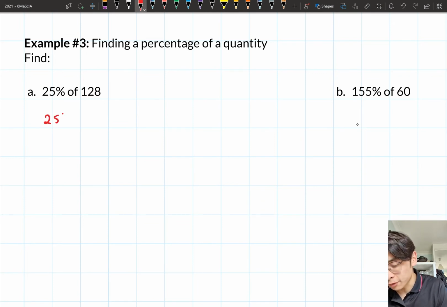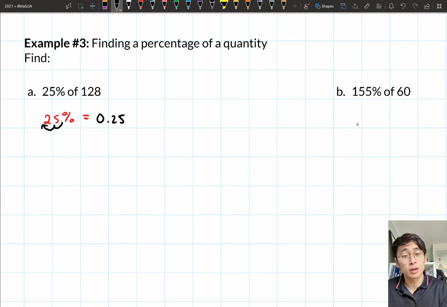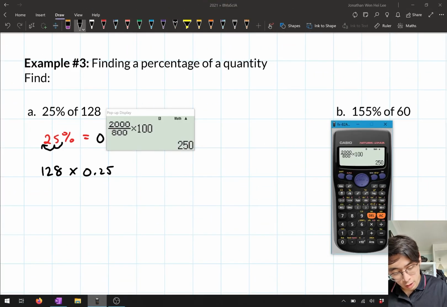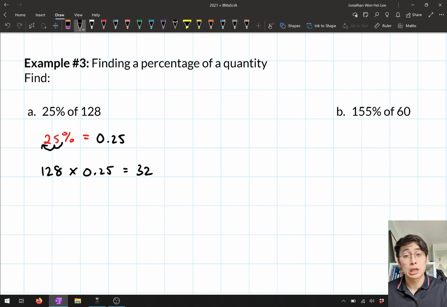Now here, if I want to find 25% of 128, I've got 25%. That's just equal to, as a decimal, we move the decimal point to the left, 1, 2. And so here, 0.25. That is what 25% is as a decimal. So if I want to find 25% of 128, I just go 128 times 0.25. I can put this in my calculator, 128 times 0.25, and that gives me 32. So that's how I would normally do these types of questions.